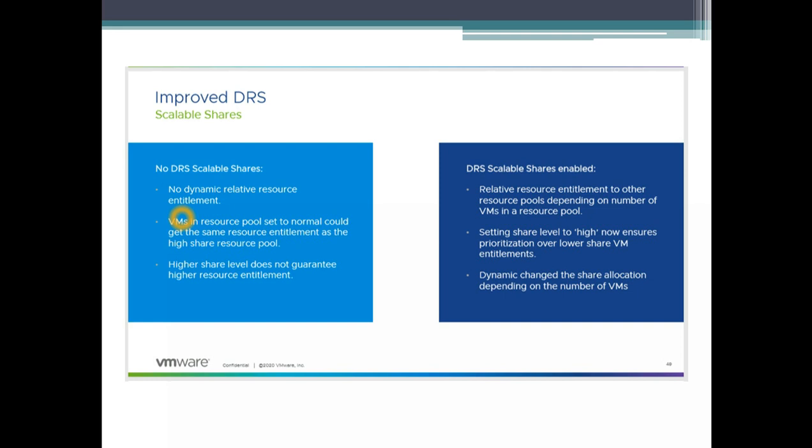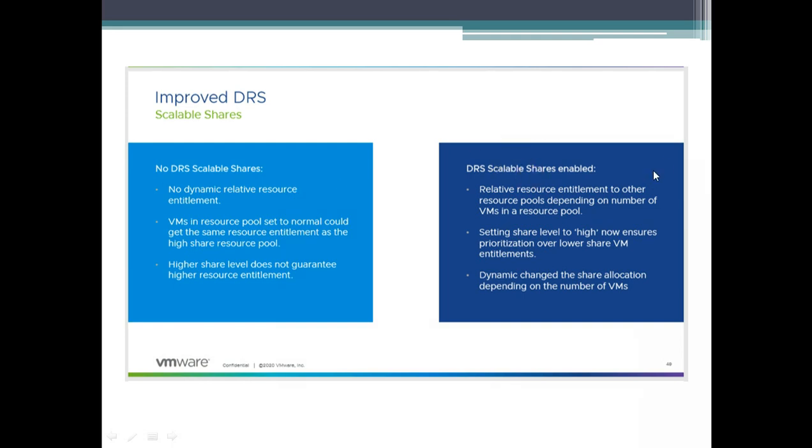So in that scenario, before scalable shares, there was no dynamic relative resource entitlement. A VM in a resource pool set to normal could get the same resource entitlement as one in the high shares resource pool. A higher share level does not guarantee higher resource entitlement. So this is the thing we need to keep in mind.